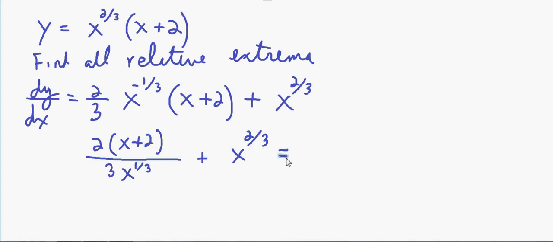So what we're going to do is get a common denominator. So before we put these here, we're going to multiply x to the 2/3 over 1 by 3x to the 1/3 over 3x to the 1/3. And that's going to give us our common denominator.